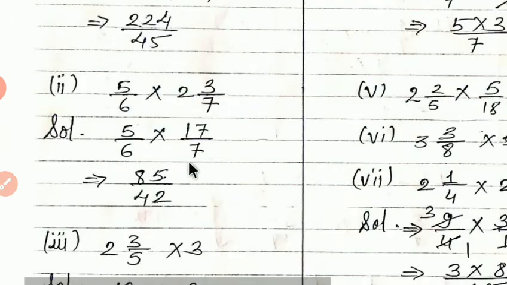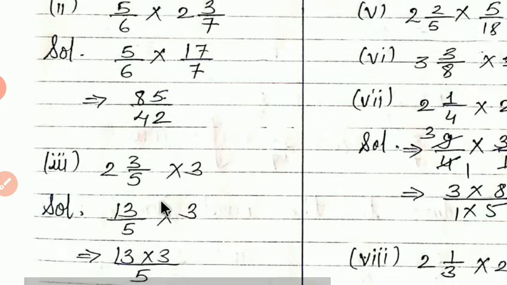Second one, 5/6 into 2 3/7. So first we'll change it into an improper fraction. 7 twos are 14, 14 plus 3, 17/7. Now multiply numerator with numerator and denominator with denominator. So 5 seventeens are 85 and 6 sevens are 42.